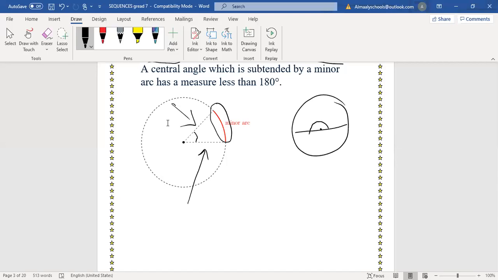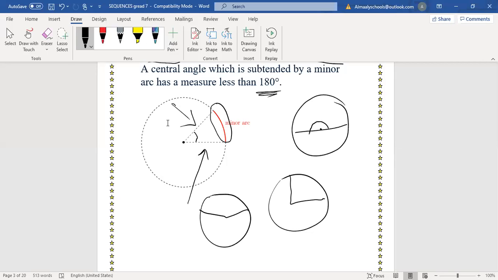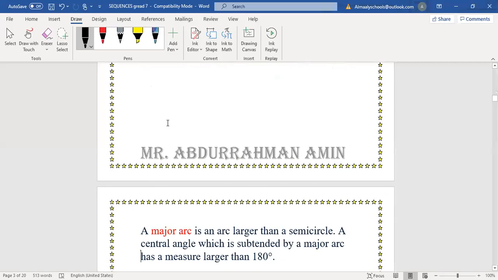But maybe if we made another, maybe it's obtuse. Maybe right. Maybe obtuse. No problem. But it must be less than what? 180. It must be less than the straight angle. Great. So what about the major arc?